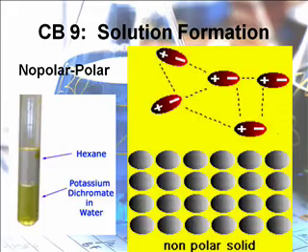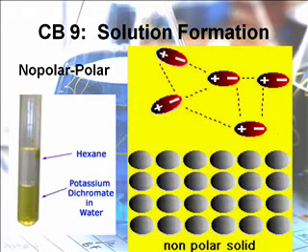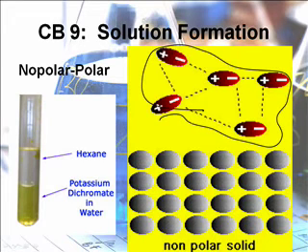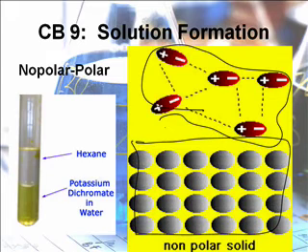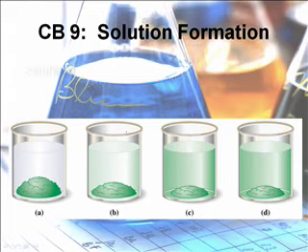Nonpolar dissolving nonpolar. Actually, hold on. Nonpolar and polar, the reason they don't separate is the positive things are attracted to the negative things, and they stick together, and the nonpolar things stick together, and so they don't dissolve. So this would be potassium dichromate in water, and this is another nonpolar substance, hexane, and it separates there because the hexane is not attracted to the water molecules. All right.